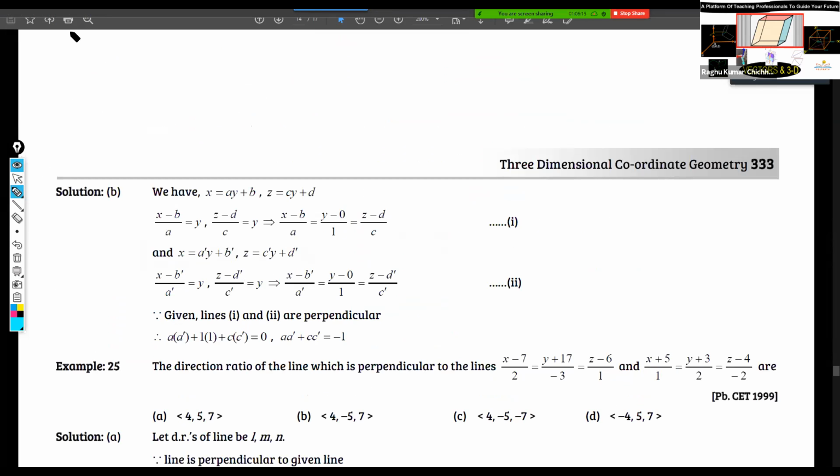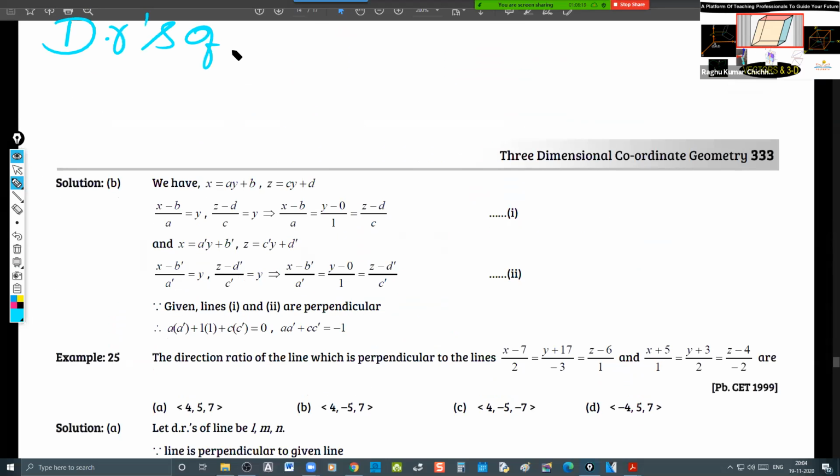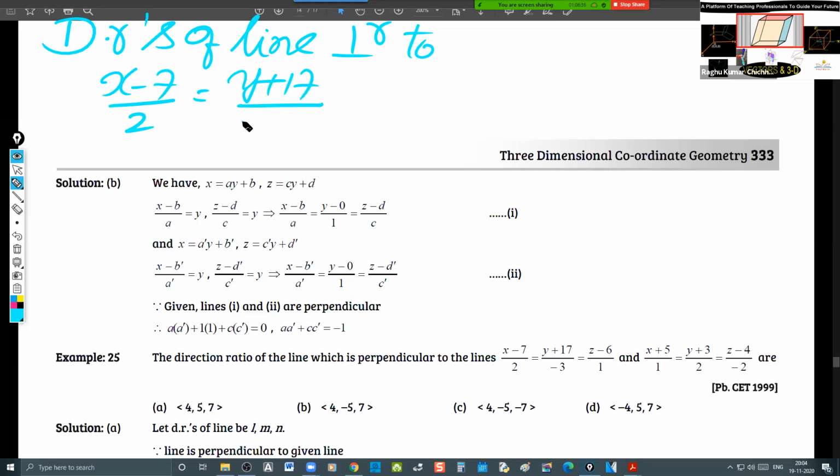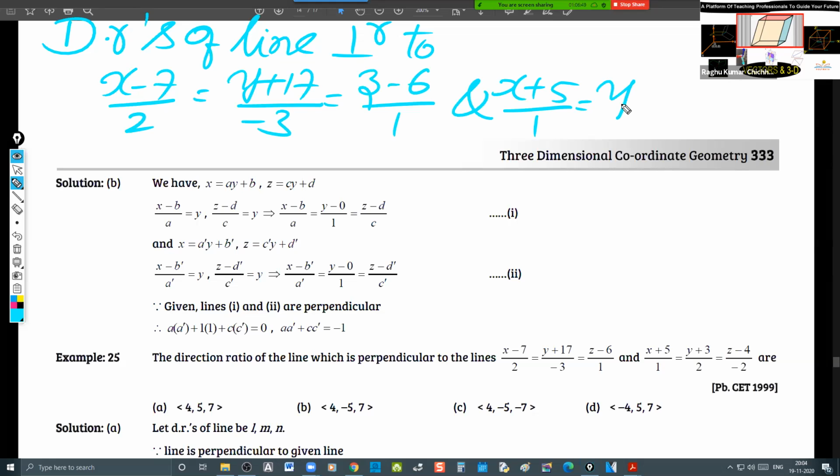DRs of the line perpendicular to x minus 7 by 2 is equal to y plus 17 by minus 3 is equal to z minus 6 by 1, and x plus 5 by 1 is equal to y plus 3 by 2 is equal to z minus 4 divided by minus 2. Please understand the question.